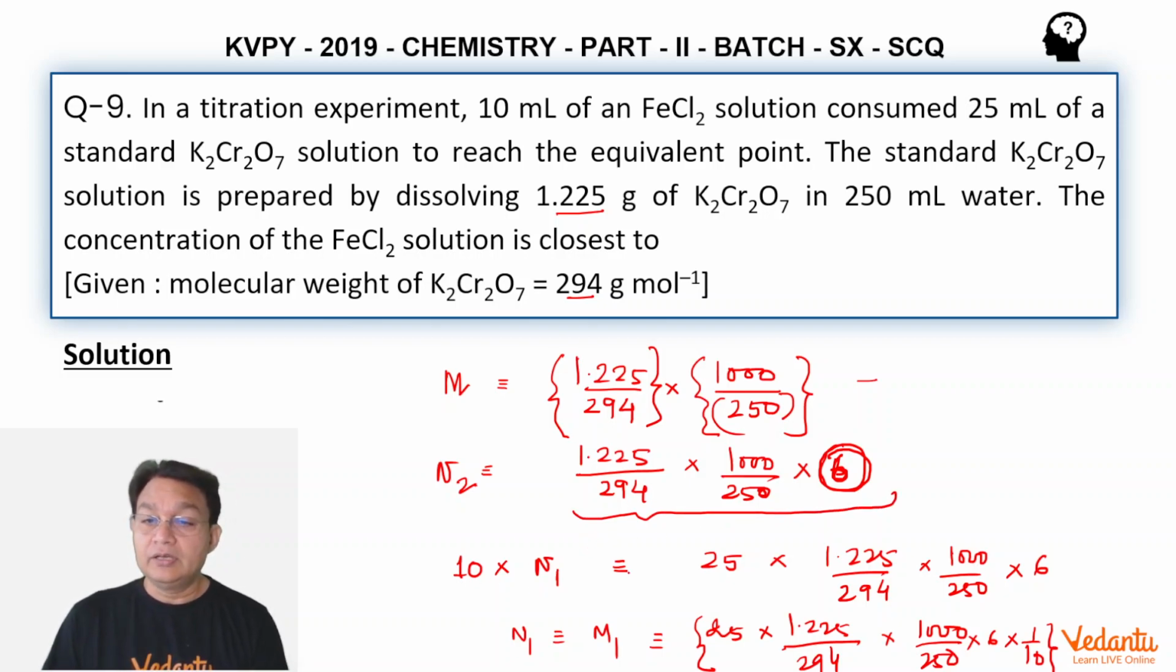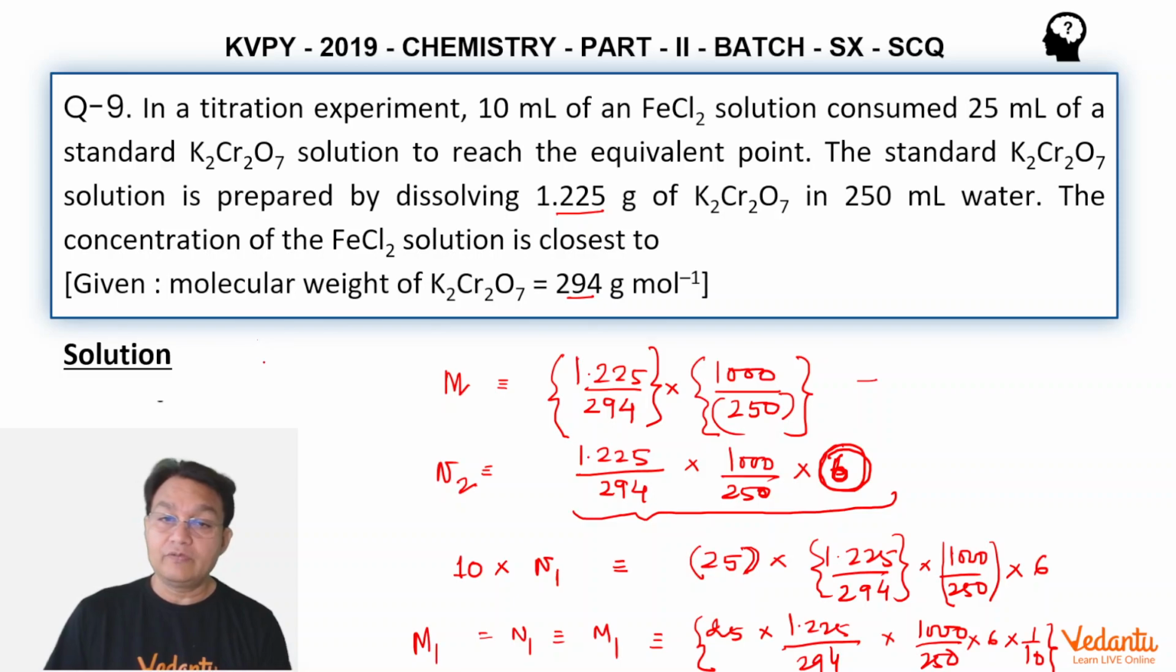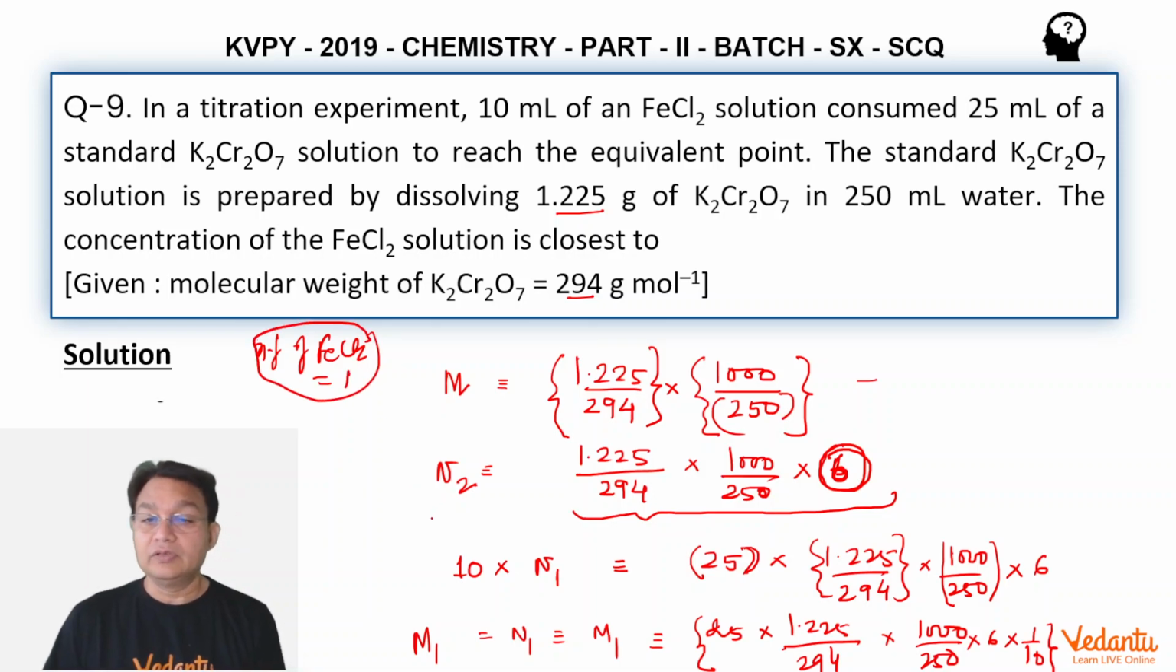Now 10 into N1 must be equal to 25 into N2, because 25 ml was the volume finally which was used. 25 into 1.225 upon 294 into 1000 upon 250 into 6. So solving this we get N1, which is also equal to M1. Why? Because the n factor of FeCl2 was equal to what? 1. So that is why the normality of FeCl2 solution is equal to molarity.